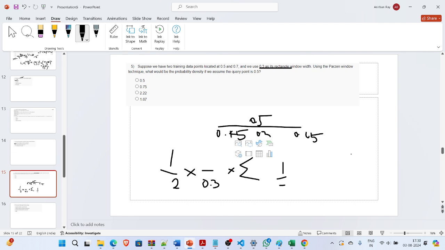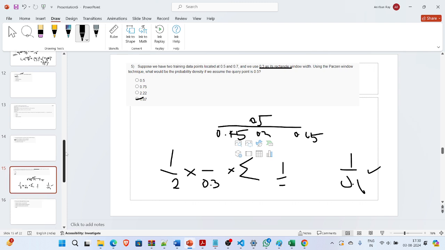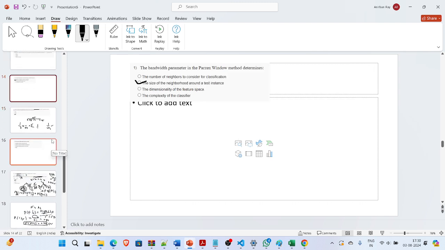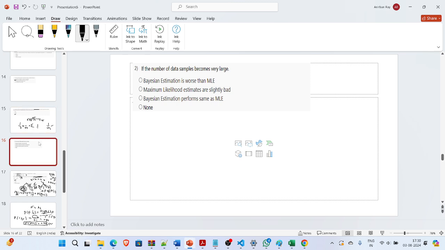No. So 1 by 0.6 is the answer. So I think this is the one. Okay, done. Easy, sir. Yes, sir. Next, repeat the question. I think I'm not able to get it.